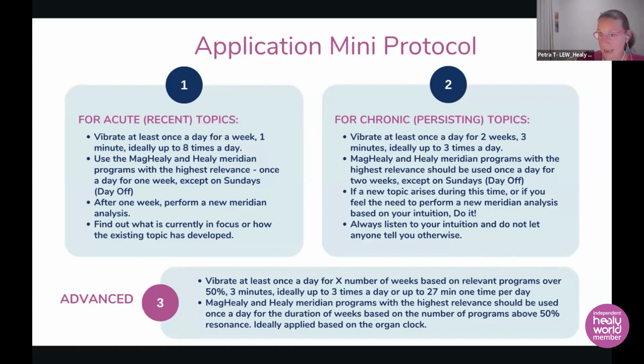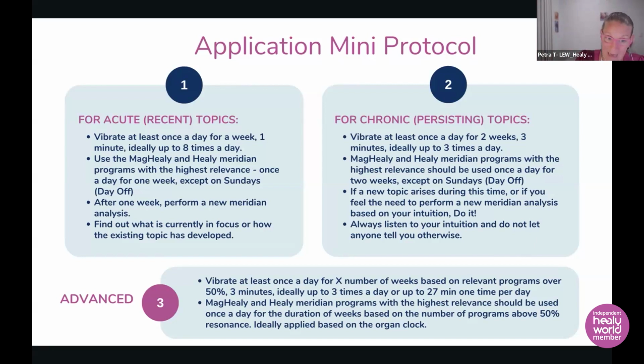So the programs that Katie had: 80% heart, large intestine, liver. So she would have those programs, let's say there were 3 programs over 50%, and she would actually choose 1 program per day, align it with the organ clock. And because there are 3 programs over 50%, I would run them for 3 weeks. If there are 2 programs over 50%, I would run them for 2 weeks. If there are 5 programs over 50%, I would run them for 5 weeks.